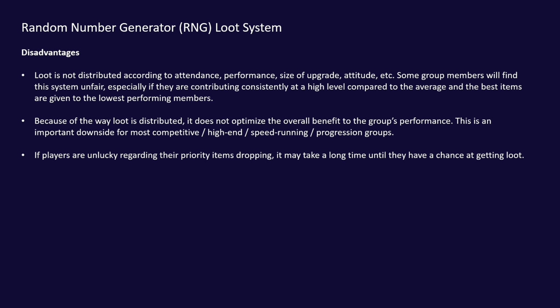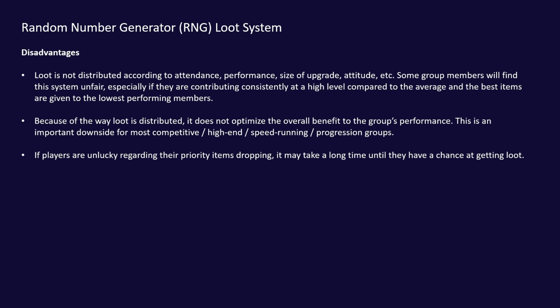And because the way the loot is distributed is random, it does not optimize the overall benefit to the group's performance. Like a loot council loot system, if done properly, and if they are focusing on performance, they will allocate every single item that drops to maximize the performance of the group itself. The RNG system, which is based on luck, doesn't work that way. You win it or you lose it, and what is the most benefit to the group itself has no impact on who actually gets the item.